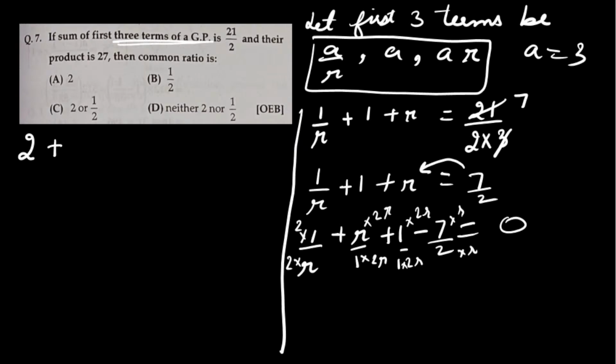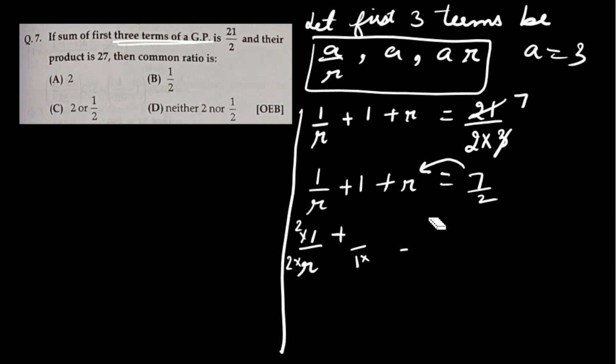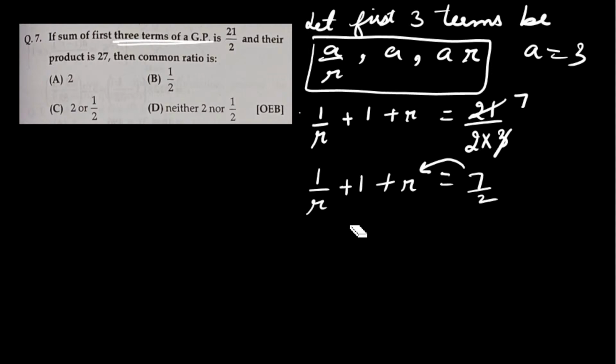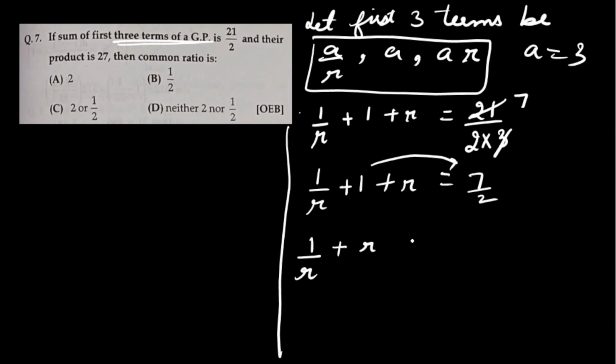Plus, or we can do one thing. Let's not complicate it more. First of all, we'll shift 1 to other side. We'll simplify that. Let's shift this 1 to other side. So this is 1 by r plus r is equals to 7 by 2 minus 1. So 7 by 2 minus 1 if I have to do, I just have to take LCM. LCM means here denominator should be same. So this we can multiply by 2. So here also same thing we can do. We have to find their LCM.